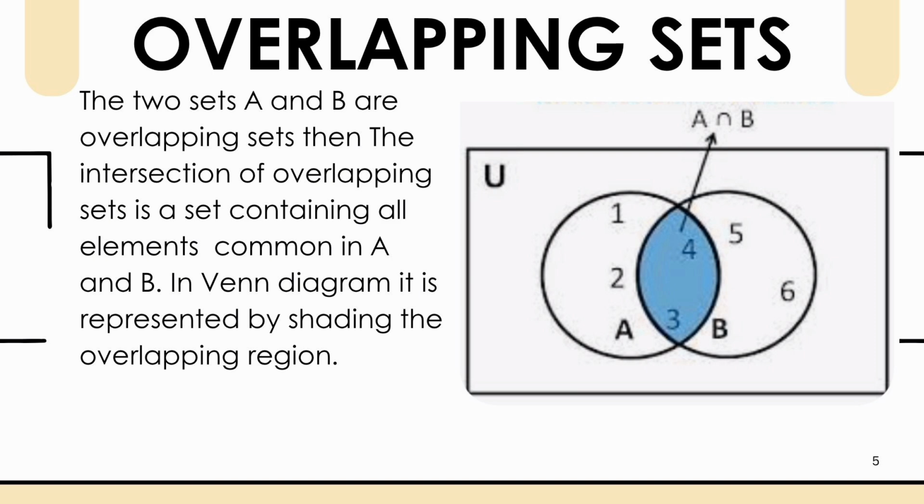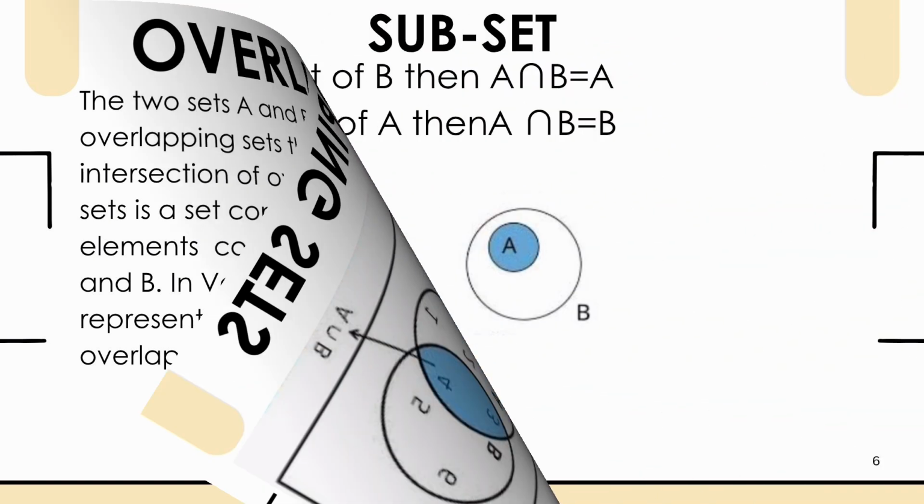In overlapping sets, common elements will be written in the overlapping region of the Venn diagram, and the sets are represented by two overlapping circles. As you see in the figure, A intersection B is represented by the area shaded in blue. So the common area in both the sets will be shaded in this case.